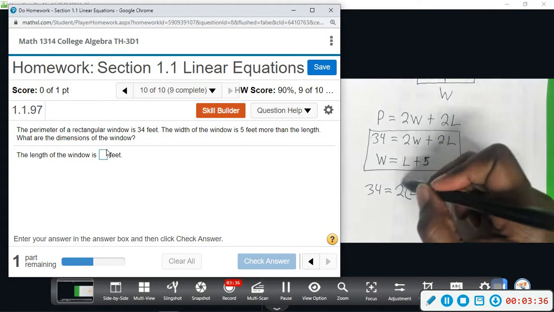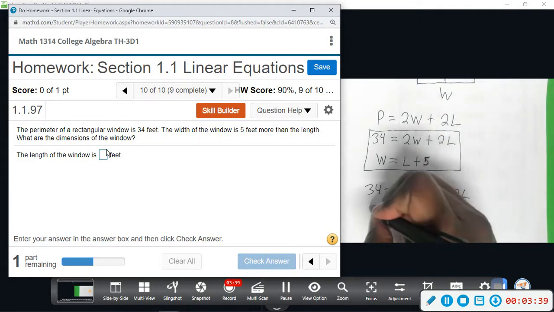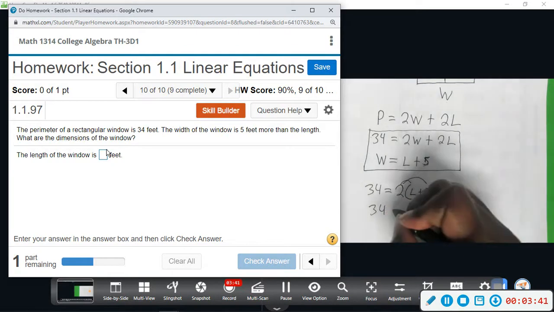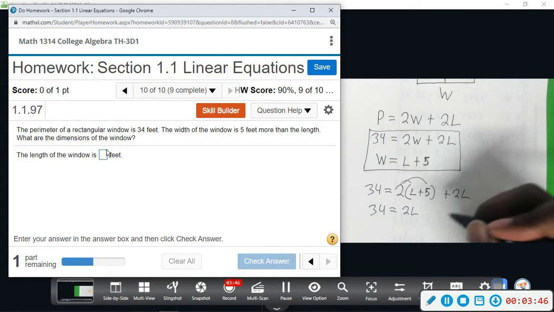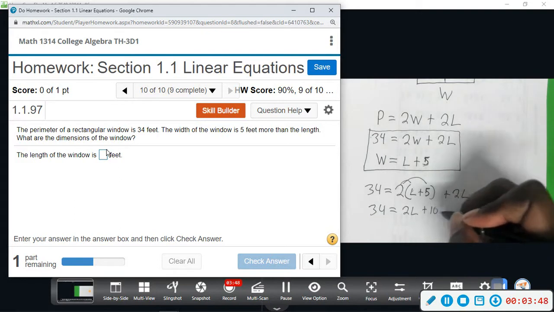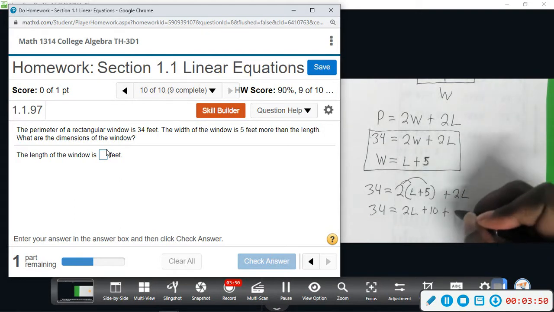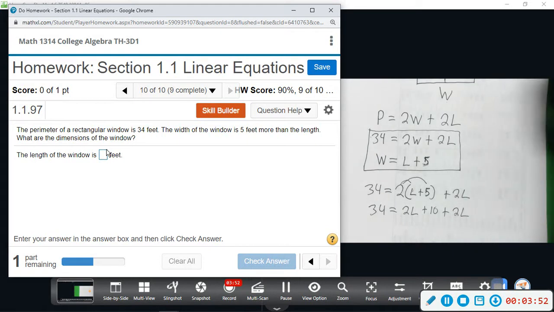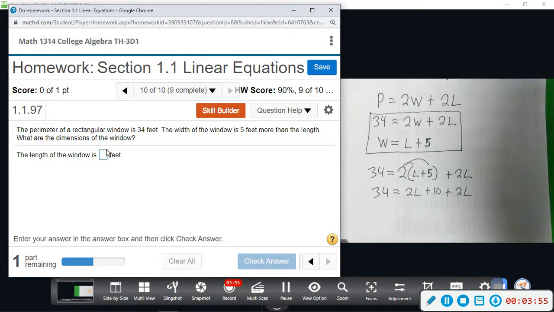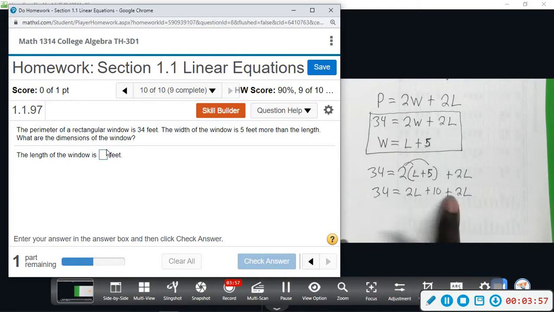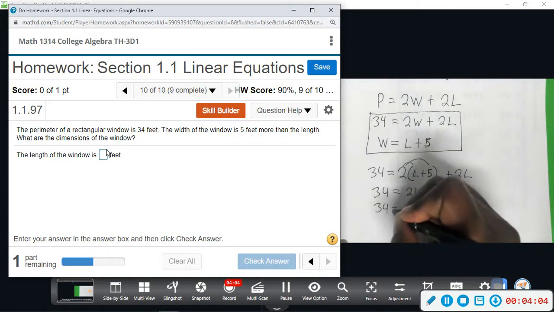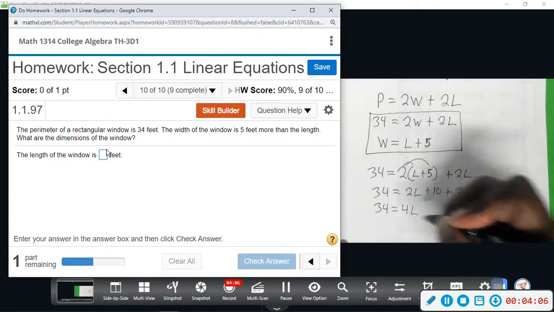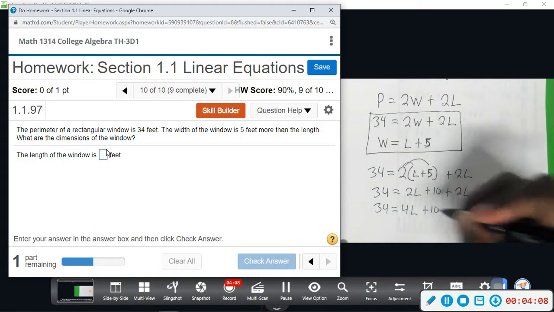We have to distribute. So 34 equals 2 times L, which is 2L, 2 times 5, which is a positive 10, and then plus 2L. We're going to combine like terms, so the 2 L's, we will add them and we'll get 4L. So we have 34 equals 4L plus 10.